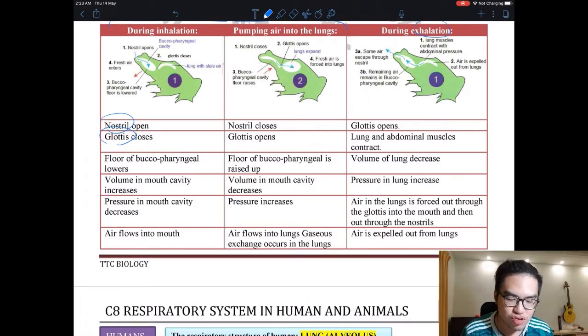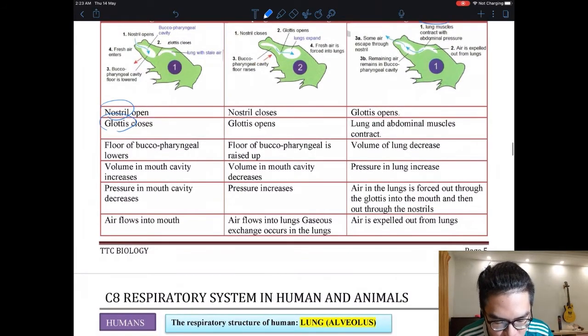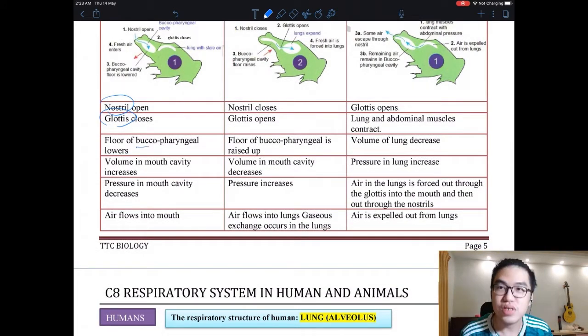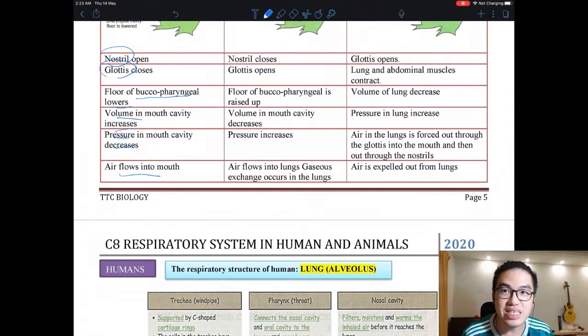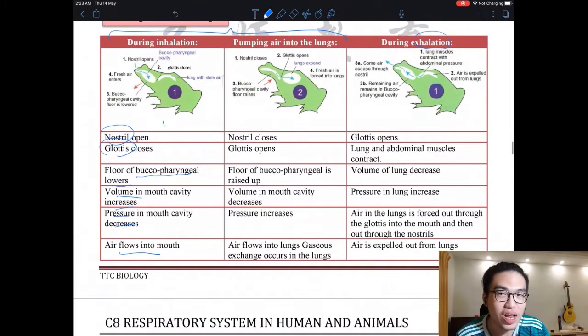So nostril opens, glottis closes. The buccal pharyngeal floor lowers. Instead of buccal cavity floor, we call it buccal pharyngeal floor, so remember that. Volume increases, pressure decreases, same thing. Air flows into the mouth. So this is like the fish one. You write fish here. A lot like the fish one.